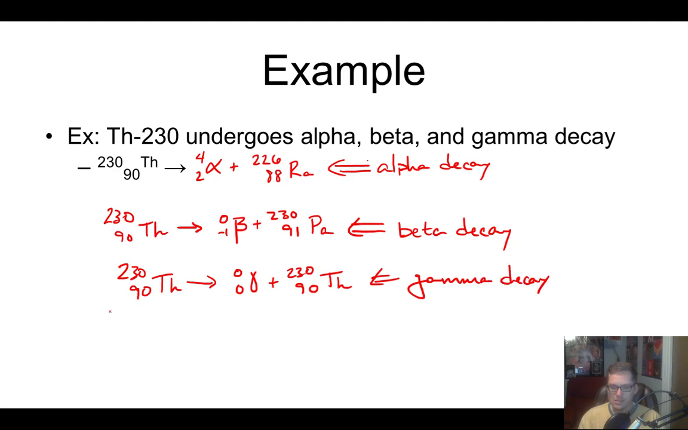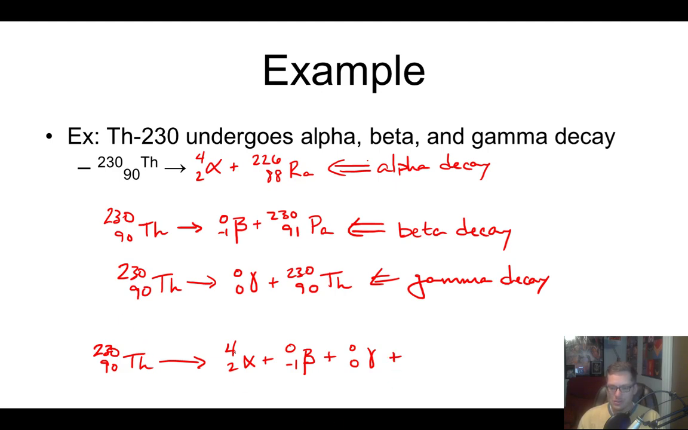Now for funsies, let's just see if we can do all three at once. All right, so 230, 90, thorium. So nuclear reaction, so we got an alpha particle, so that's our 4-2 alpha, all right? And then we also have a 0 minus 1 beta, and then we also have a 0, 0 gamma. Now, this doesn't really ever happen, but it's kind of fun to mess with the numbers, see if we can make it work out. So here we go. What does it turn into?